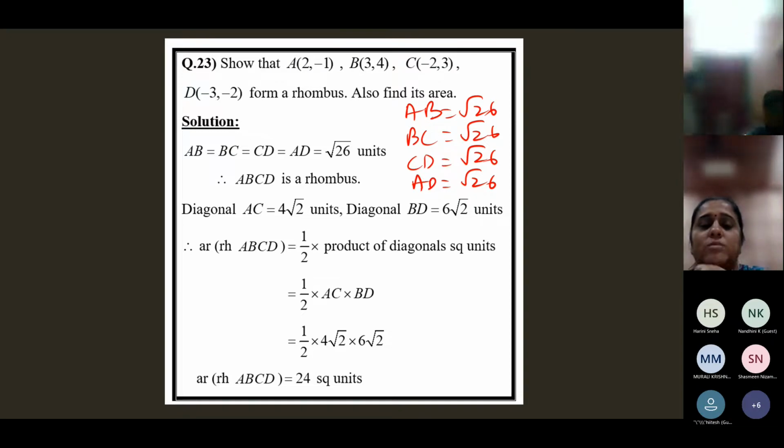All right, remember the formula to find the area of a rhombus: half D1 D2, half into D1 into D2. And to find the length, we use the distance formula.